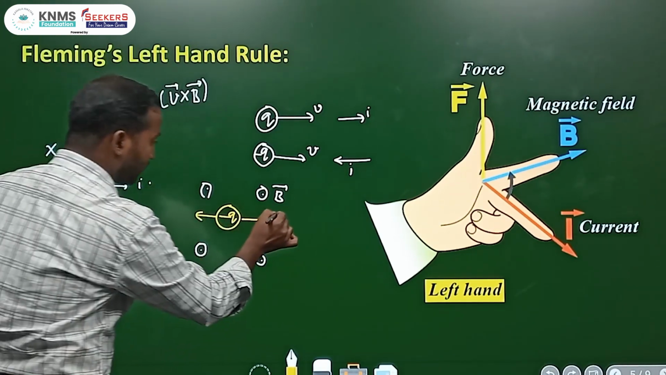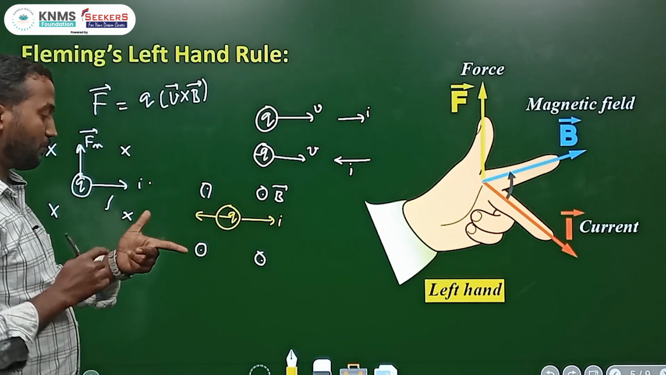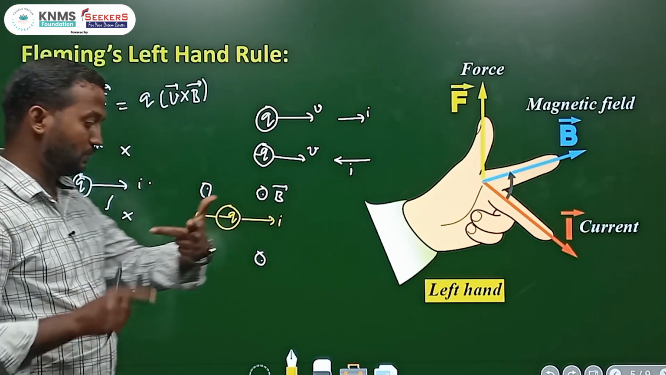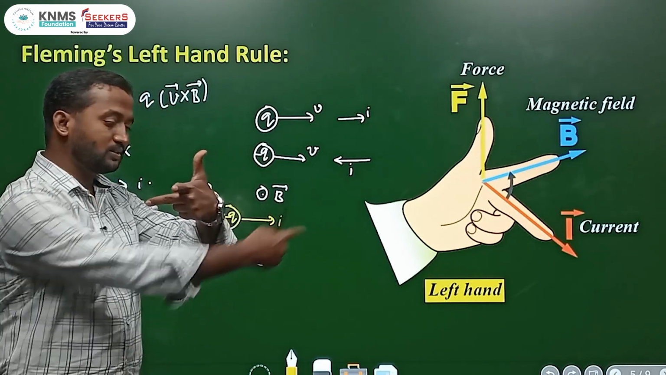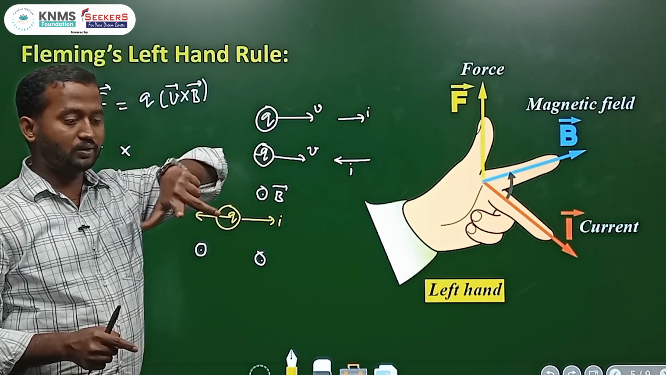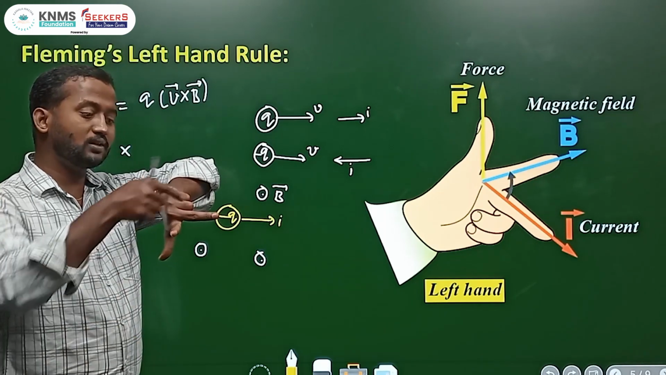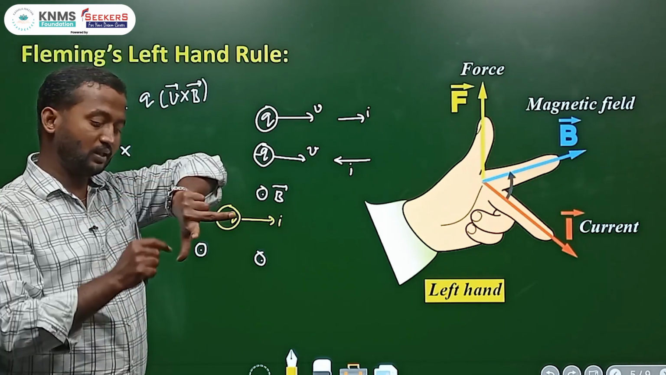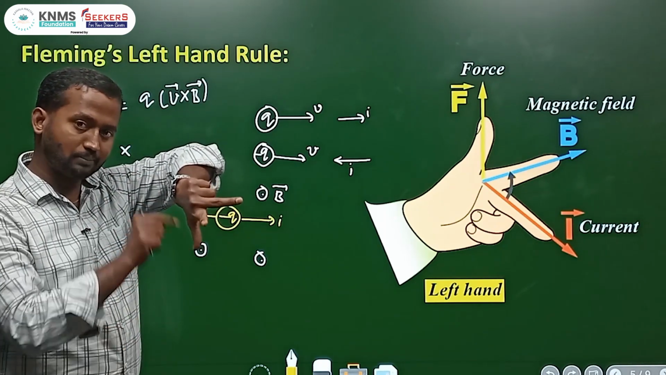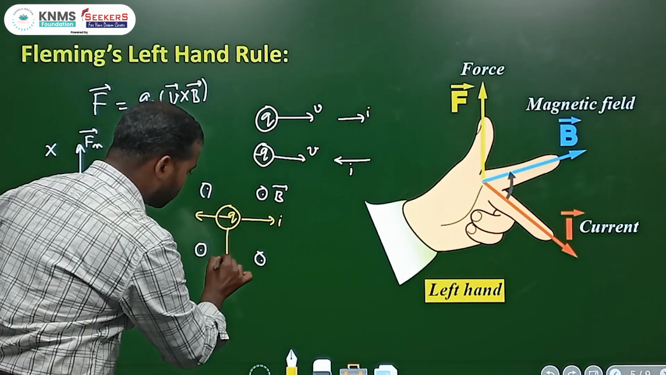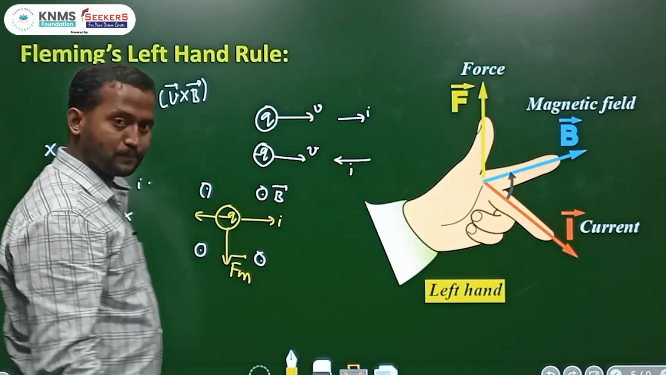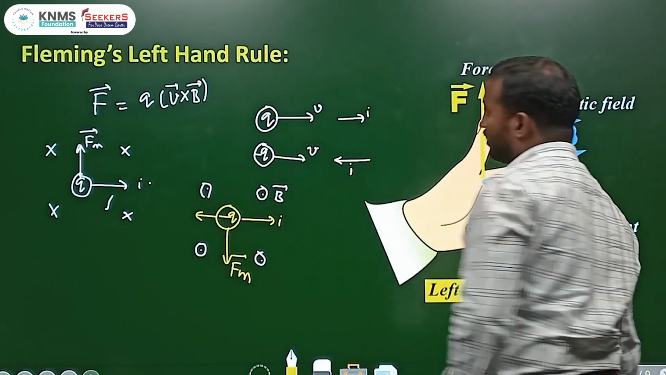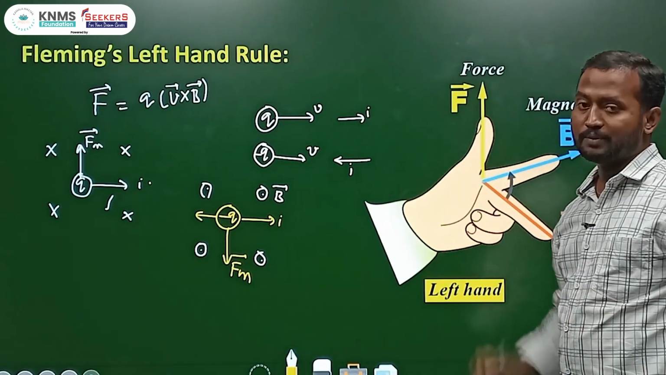Now you take your left hand again. Take the magnetic field first. The magnetic field is outwards, and current is going in this direction right now. You rotate your fingers in such a way that the middle finger shows the current. Then the magnetic force is shown by the thumb. Hence, the magnetic force will be downwards. Is that clear? Yes. That's how you will find out the magnetic force using Fleming's left hand rule.